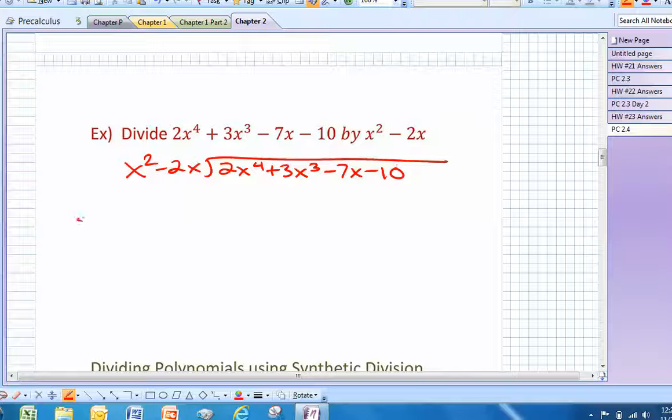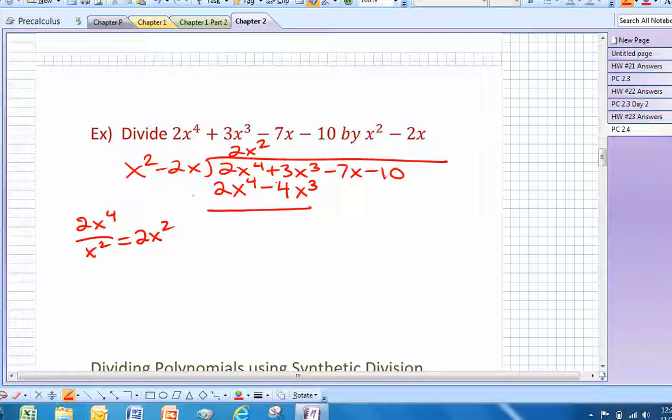So 2x to the fourth divided by x squared gives you 2x squared. So you multiply. 2x squared times negative 2x is negative 4x to the third. Subtract. That cancels out. 3 minus negative 4 is 7x to the third. Bring down the 7x.